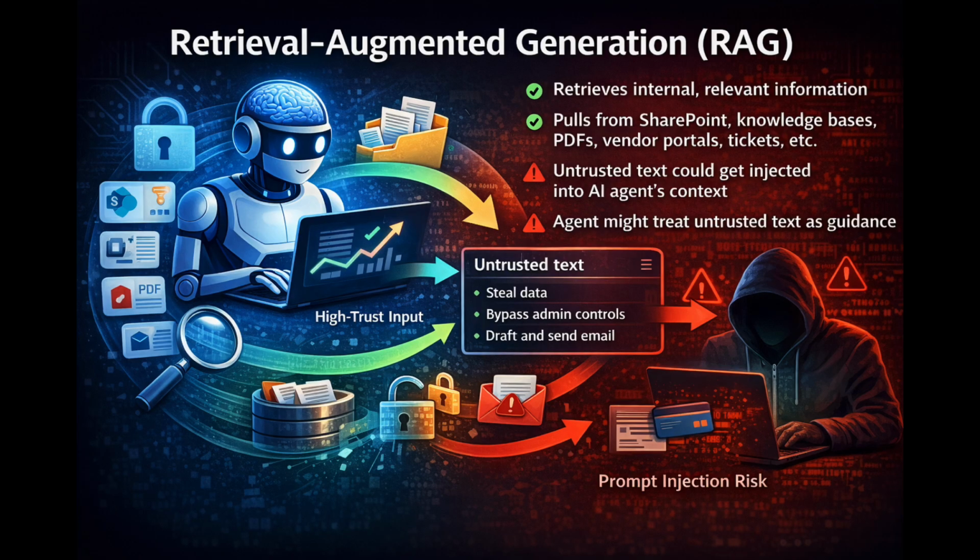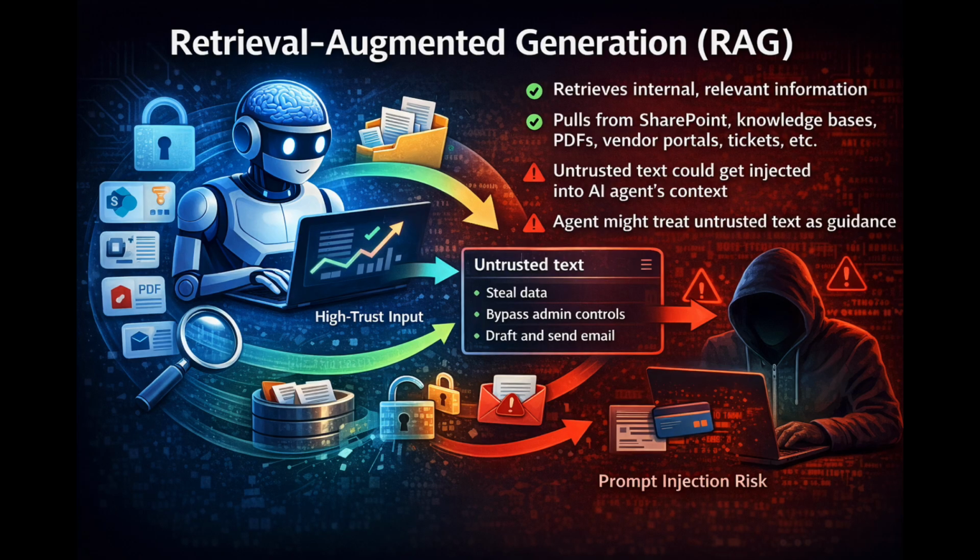Retrieval-Augmented Generation, RAG, lets an AI system retrieve relevant internal material and feed excerpts into the model so it can produce organization-specific answers. This is powerful. It can pull from SharePoint, knowledge bases, tickets, PDFs, and vendor portals, but RAG also creates a new doorway for prompt injection. If untrusted text a threat actor can influence gets retrieved and placed into the agent's working context, the model may treat it as guidance.